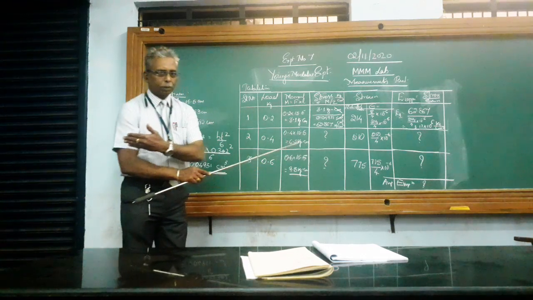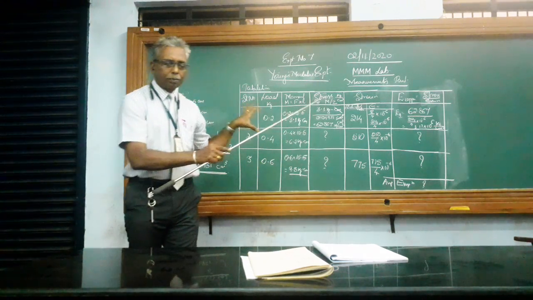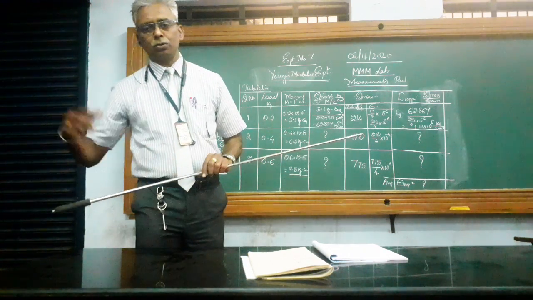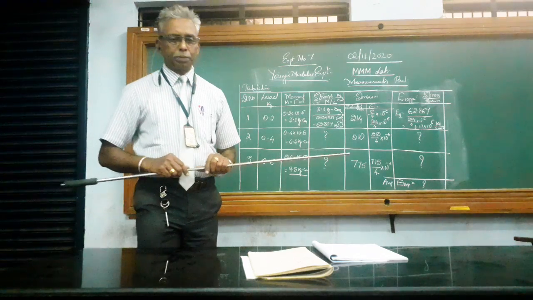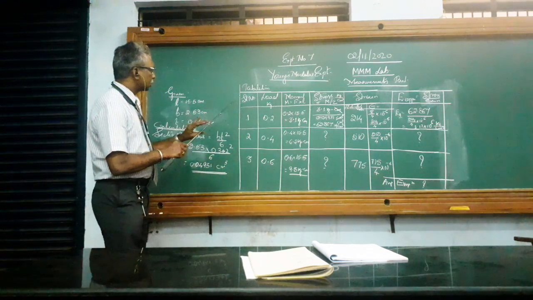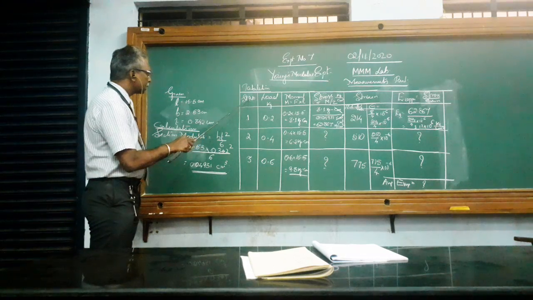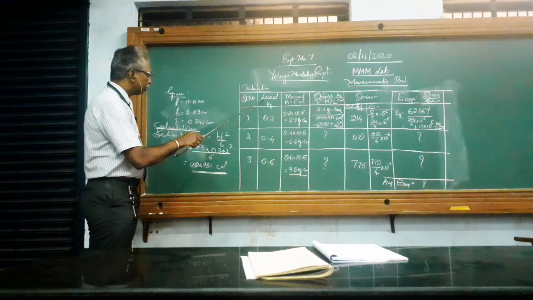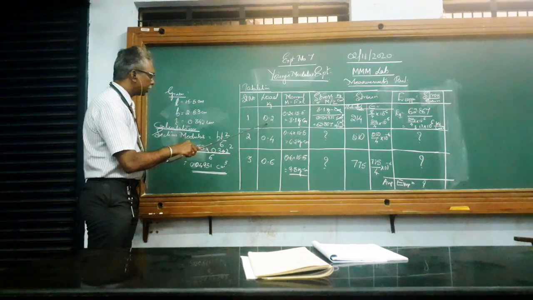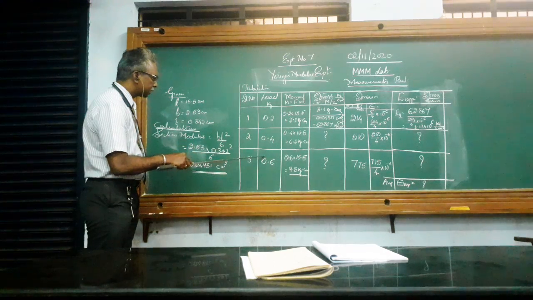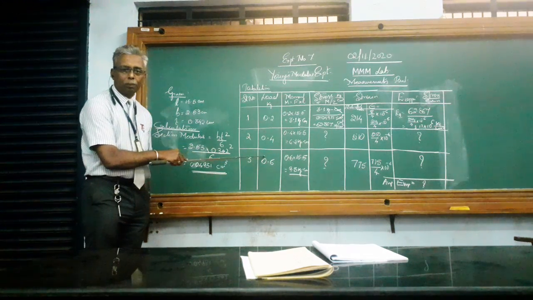I'll explain the experimentation, no doubt, but beforehand, let us keep the tabulation ready so that we can continue with our experiment. The tabulation consists of main 4, 5, 6 columns: serial number, load. This is known to us, 0.2 kg, 0.4 kg, 0.6 kg. These are the loads that we are going to apply.